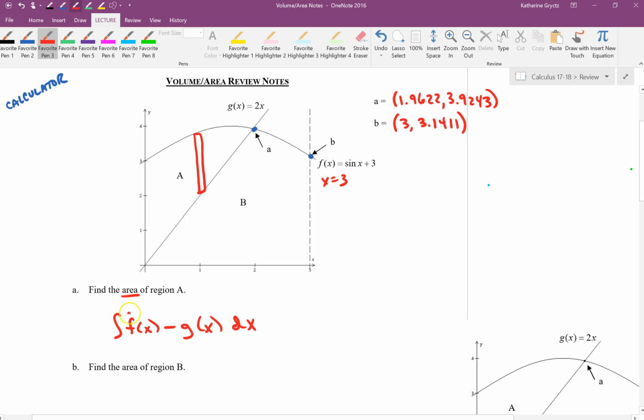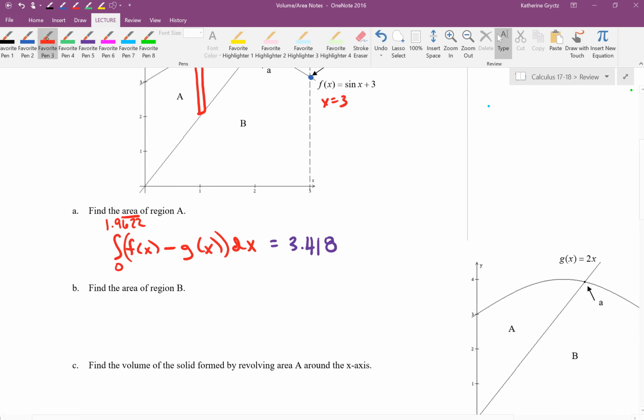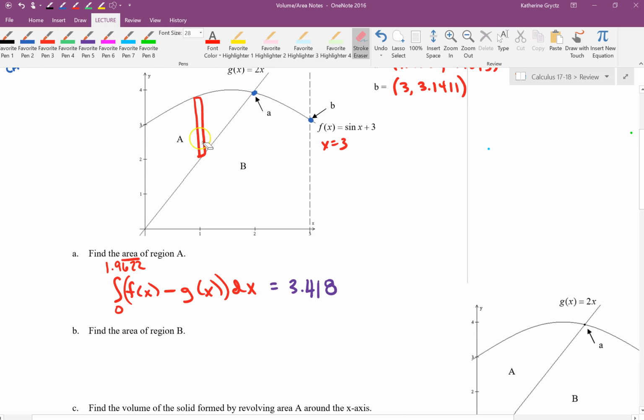And we do dx, which is our width, and then our interval would go from 0 to 1.9622. Remember that it's important to include at least 4 decimal places through here, so that your answer will be correct to 3. So go ahead and put that in your calculator, and you get 3.418.